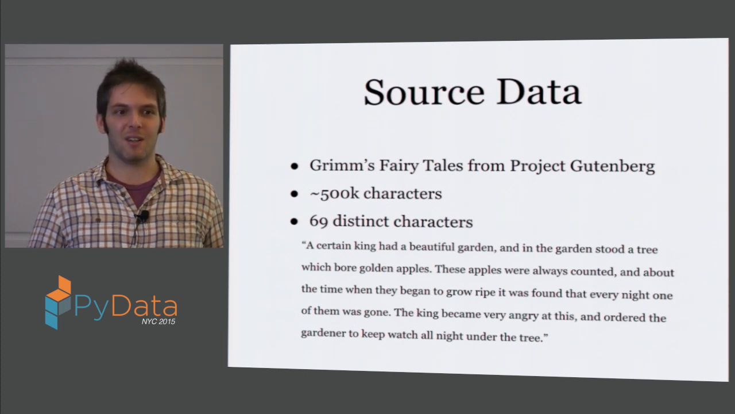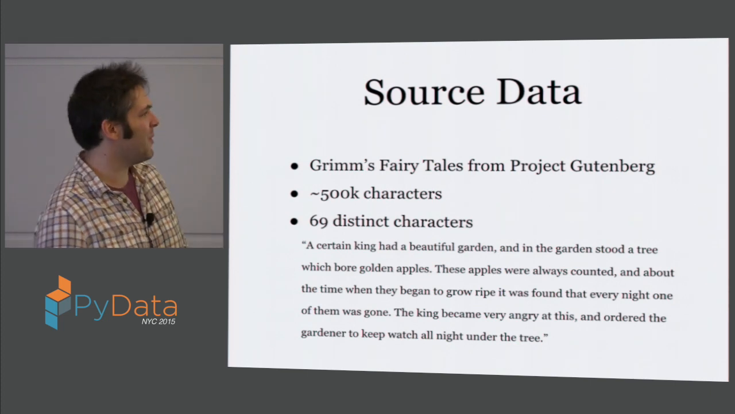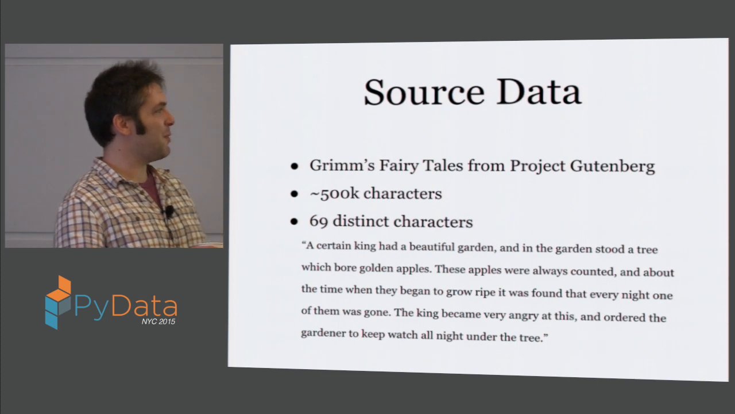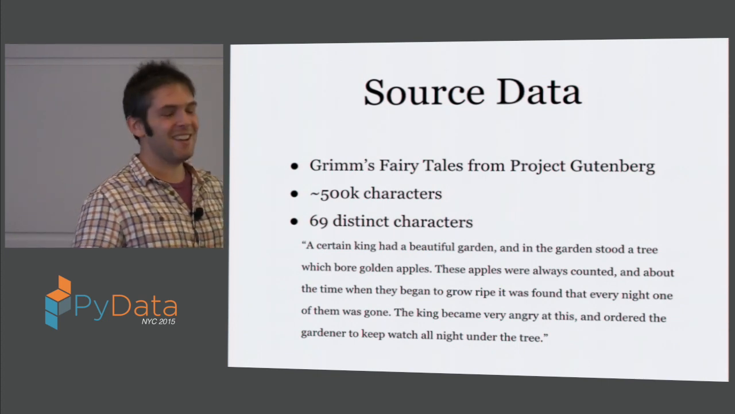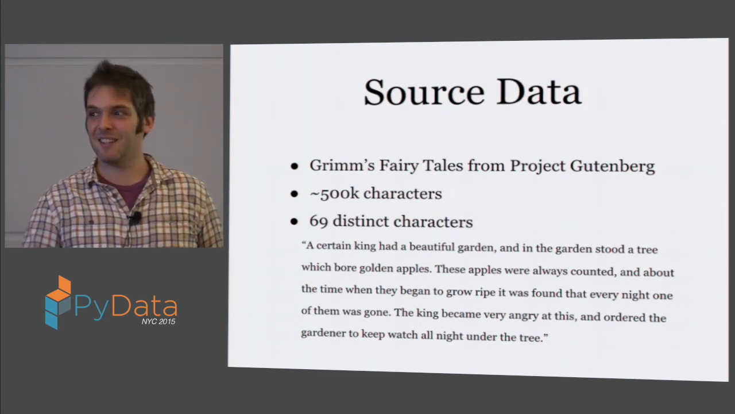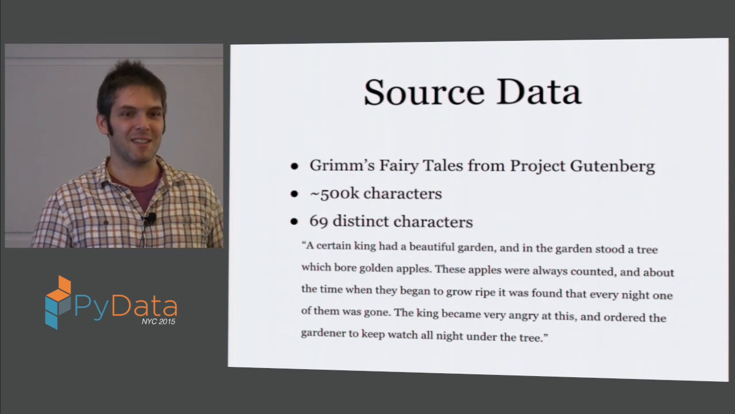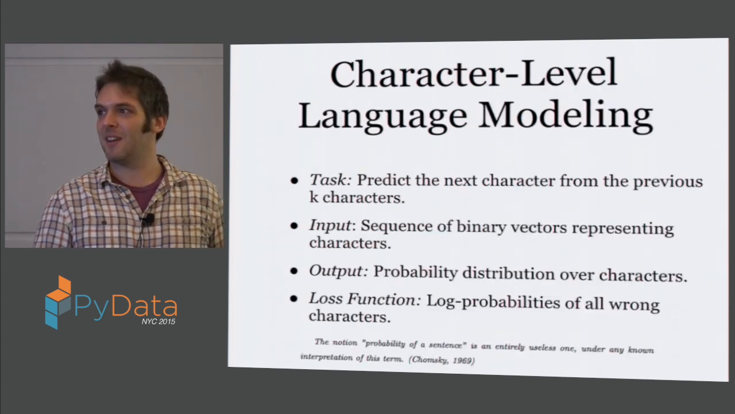So for the source data, I downloaded Grimm's fairy tales from Project Gutenberg, which is about 500,000 characters, 69 of which are distinct. Here's an example from the beginning: a certain king had a beautiful garden, and in the garden stood a tree. It's a very repetitive style of text, so I thought this actually would be easy to learn with a recurrent neural network.